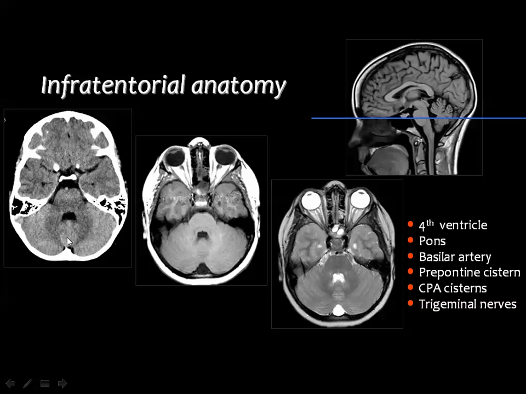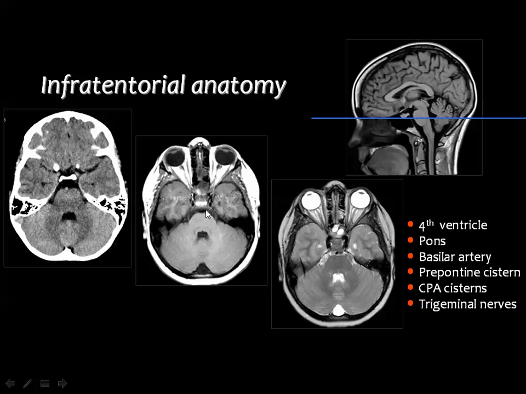And the cerebellum is composed of three parts: the left hemisphere, the right hemisphere, and the cerebellar body, which is known as the vermis. And this is the vermis of the cerebellum, left hemisphere and right hemisphere. The same by MRI T1 weighted image and T2 weighted image: fourth ventricle, cerebellar vermis, left hemisphere, right hemisphere, pons, basilar artery, and the prepontine cistern.